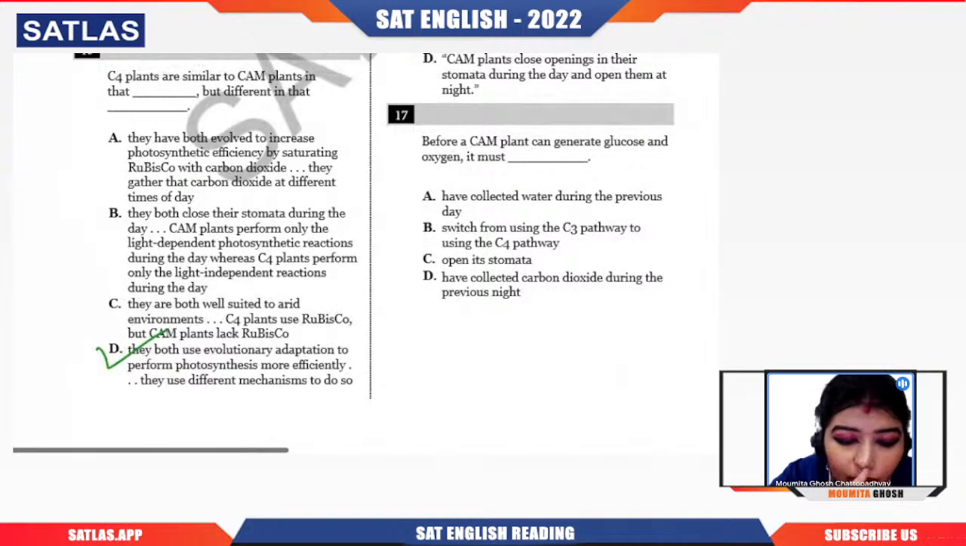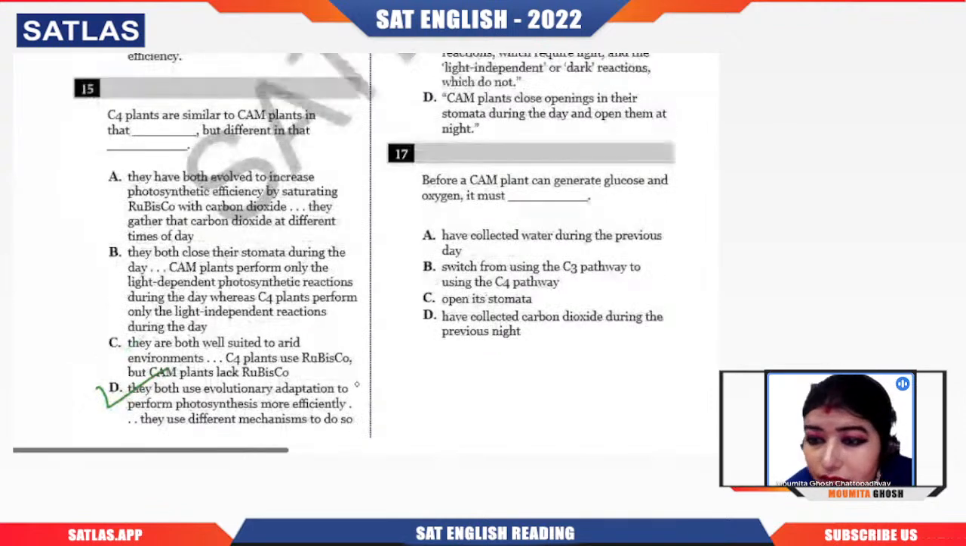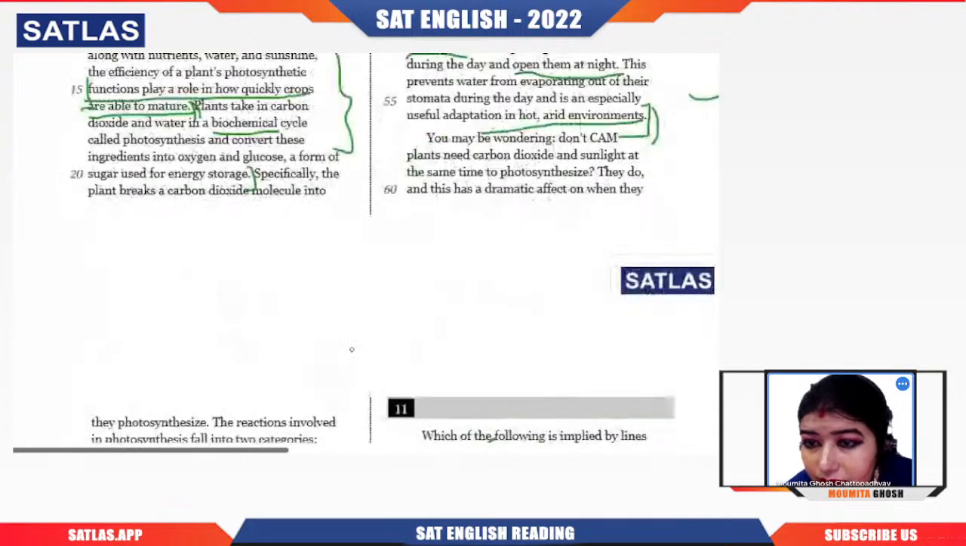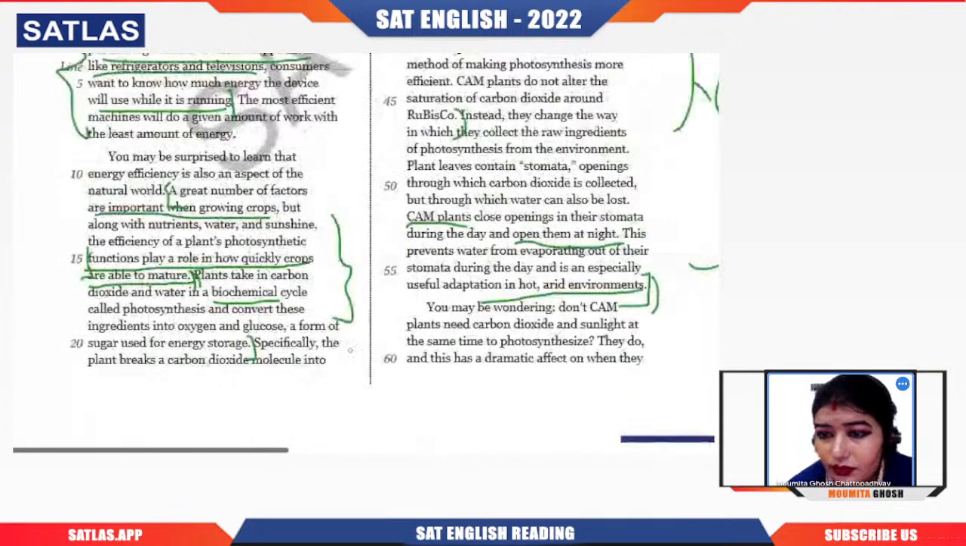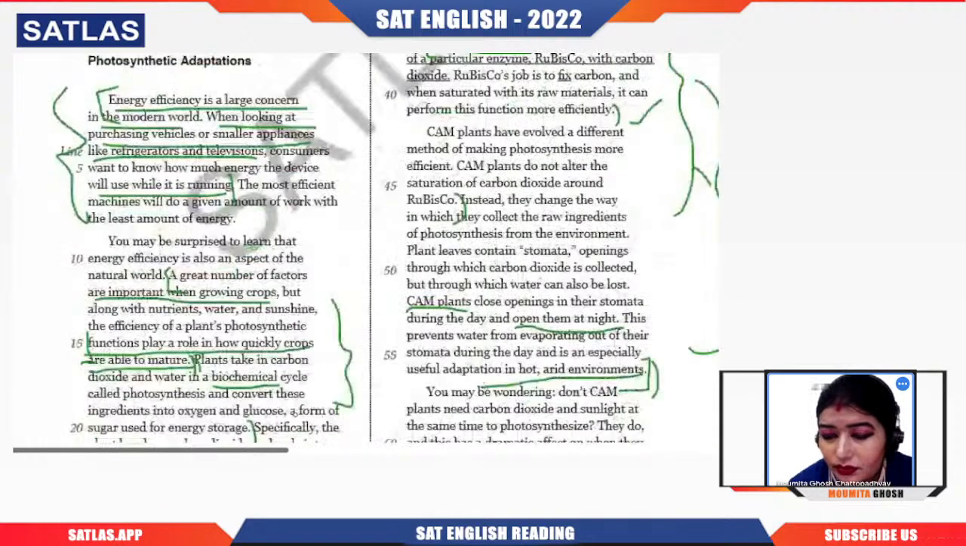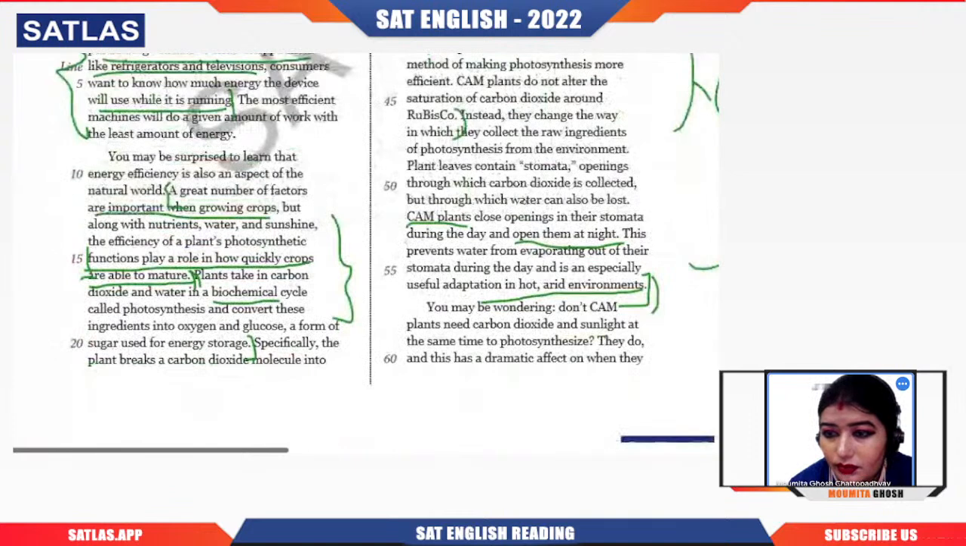So Tarun Kumar, you are right. It is option number D. They both use evolutionary adaptation to perform photosynthesis more efficiently. They use different mechanisms to do so. So here our answer lies. So the evolutionary mechanism means that the photosynthesis which is being performed with the help of the raw ingredients of photosynthesis. Okay.